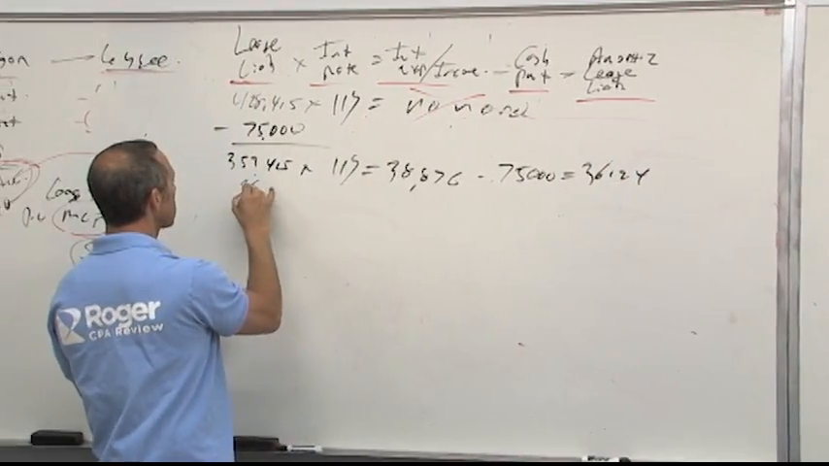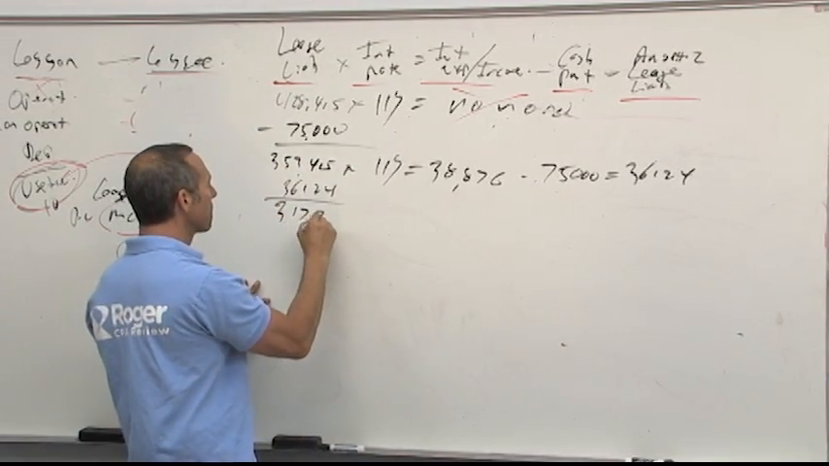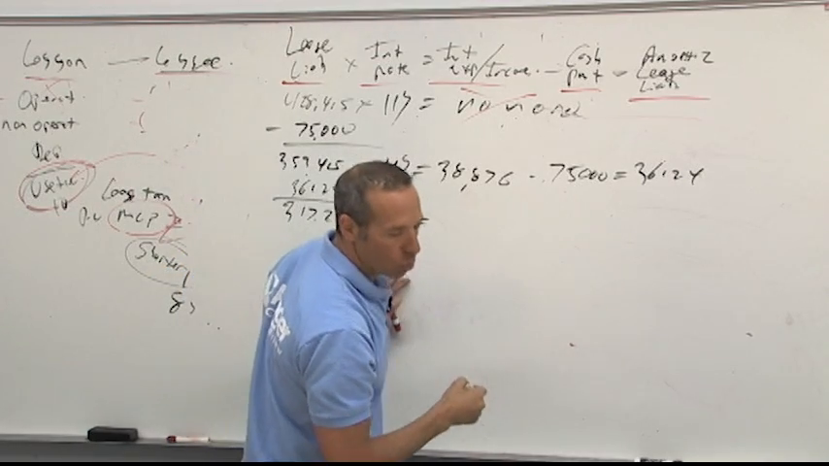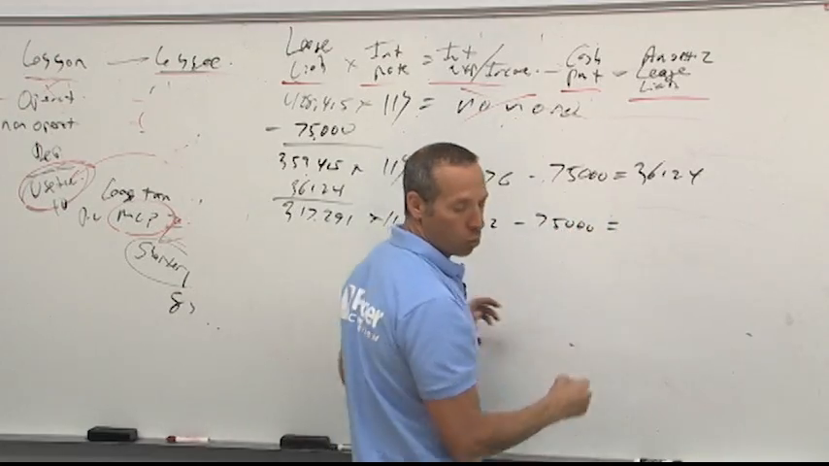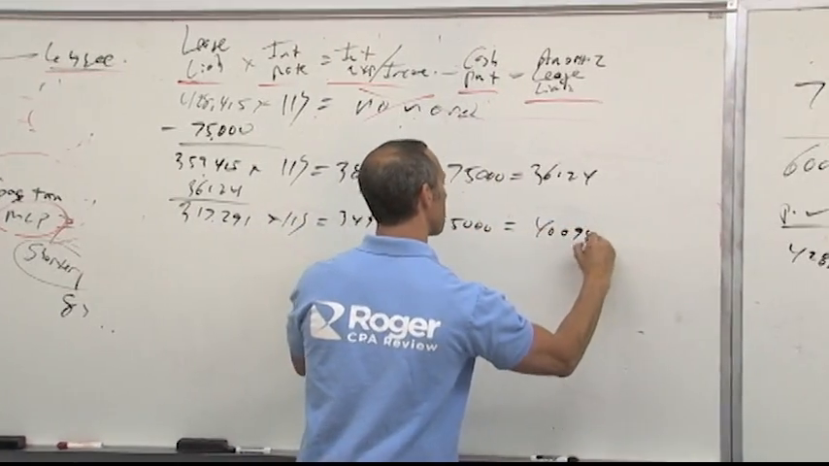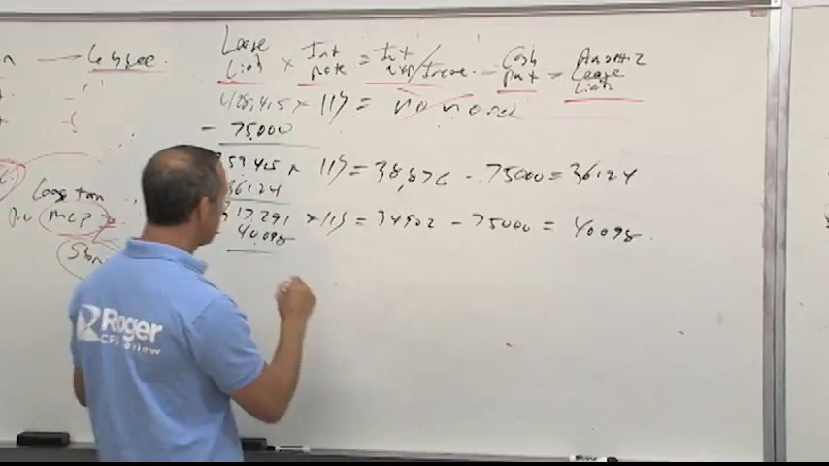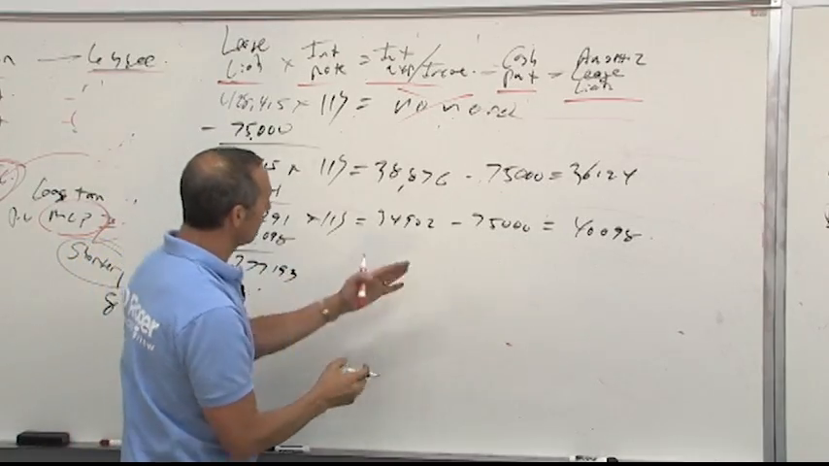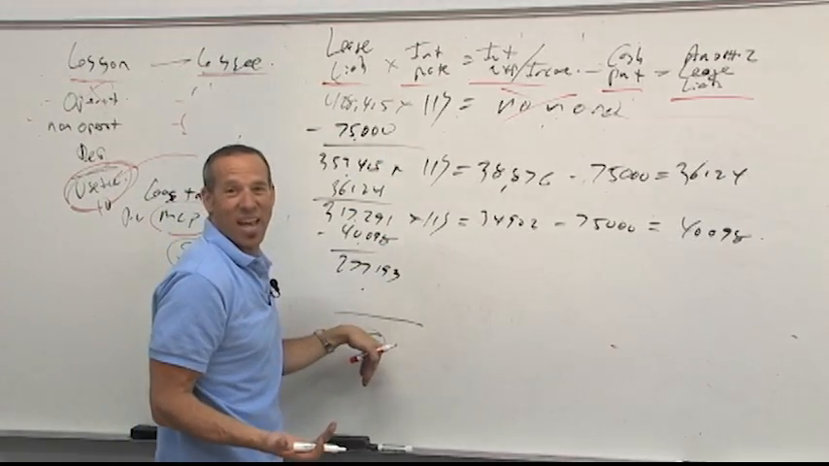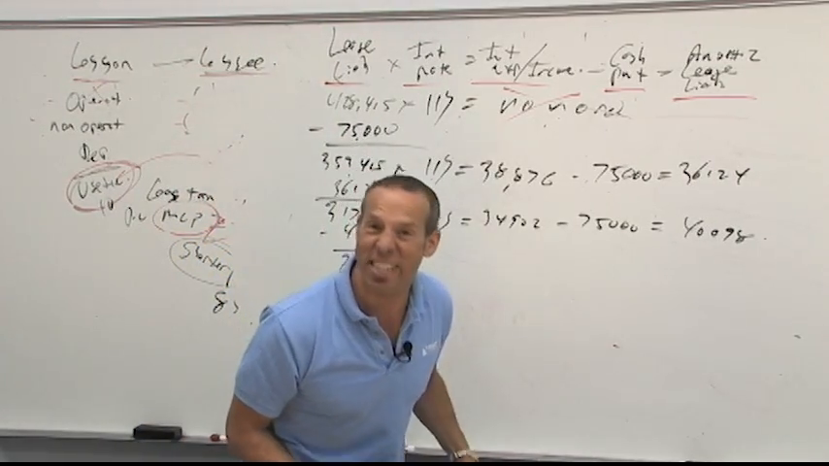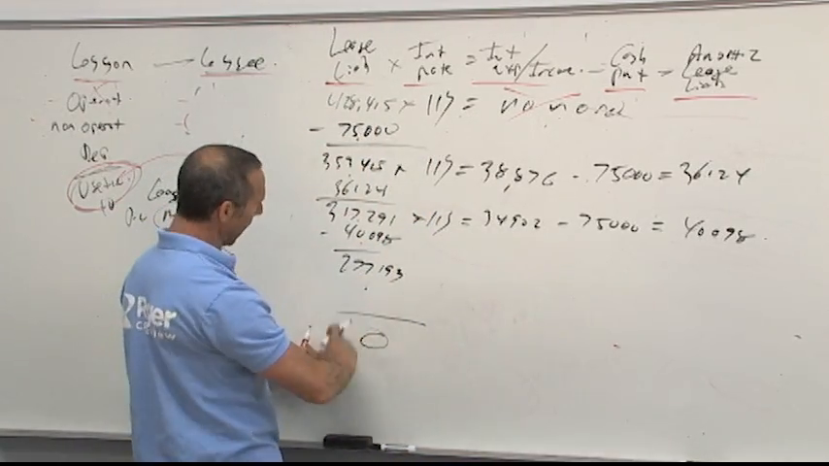Then $36,124 comes down to $317,291 times 11% equals $34,902 minus 75 equals $40,098, minus $40,098 is $277,193, and you could keep going. Notice in a lease, this eventually has to go to zero. Why is it going smaller, smaller, smaller? Because at the end, when you paid off your home, how much do you owe? Zero, zilch, nada. You paid it off. You don't owe anything. So this is getting smaller, smaller, smaller, down to zero.